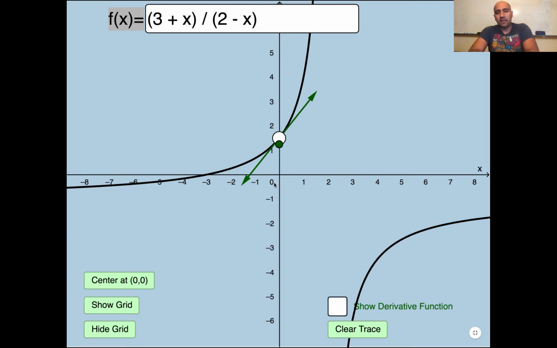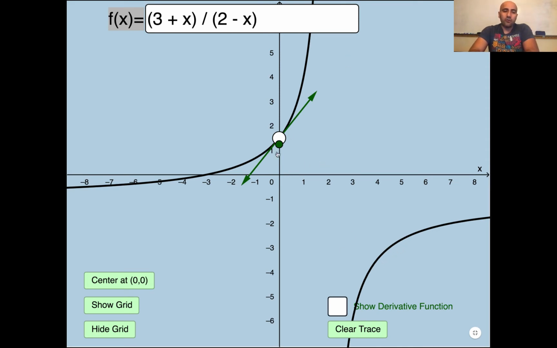And we can see that the limit as x approaches 2 from the left-hand side, the function will go toward positive infinity. And we can see from our graph the limit as x approaches 2 from the right-hand side, our function will approach negative infinity. There's a vertical asymptote here.